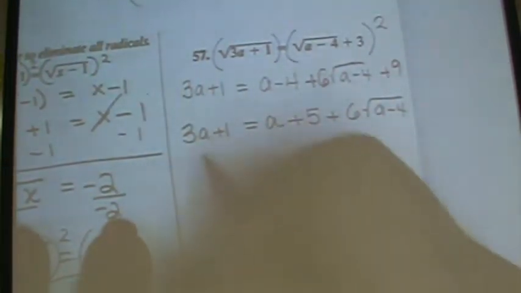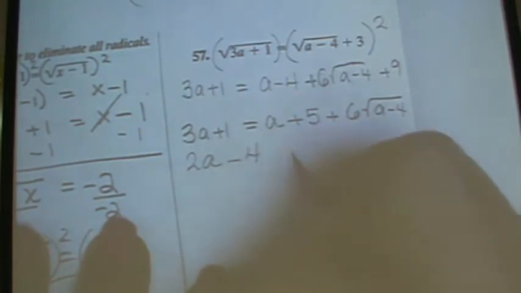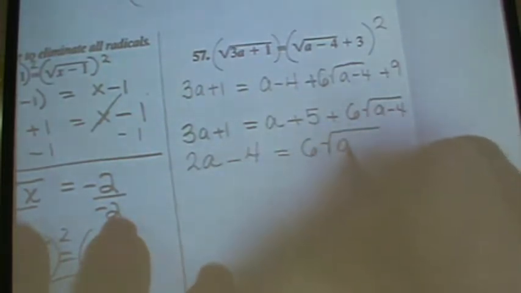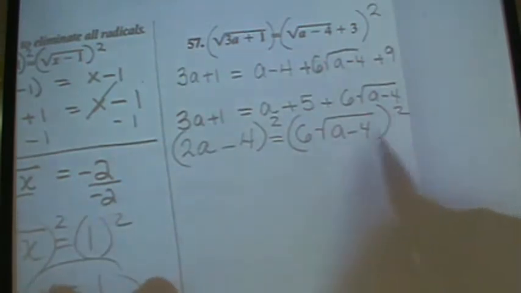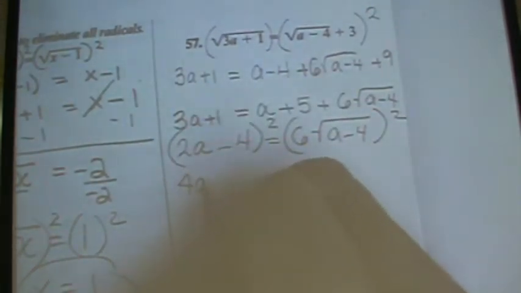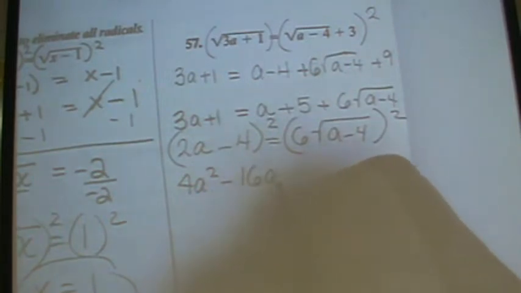So what we want to do is get this by itself so we can square both sides again. So I'm going to add these two together. So you get a plus 5. I am going to subtract a here, subtract 5, subtract 5. Now you're going to square both sides again. This is the most difficult problem. When you square this side, you're going to get 4a squared minus, this is minus 8, and 8 is going to be 16a plus 16.